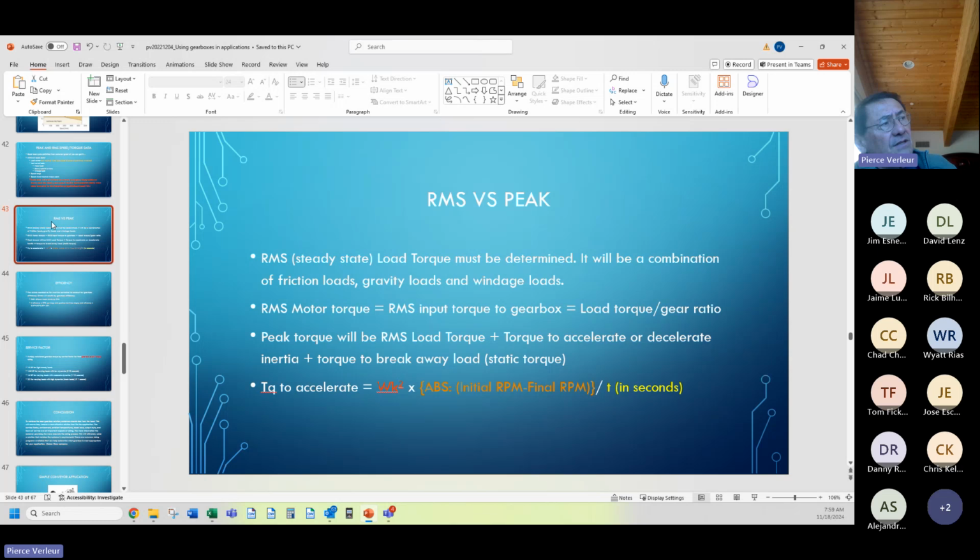RMS versus peak. RMS stands for root mean squared. It's another fancy word for average. In the application, as I alluded to earlier, average is great for sizing applications that are very slow to accel and continuously run. But a lot of applications in precision motion control are limited by peak torque requirements in the application. And the difference between RMS and peak is significant.